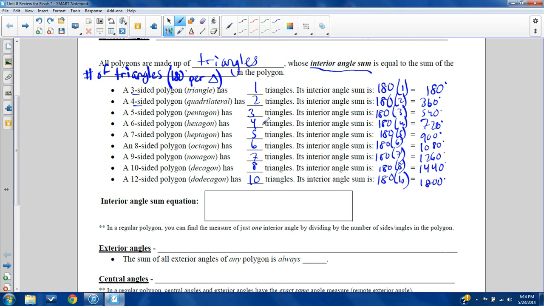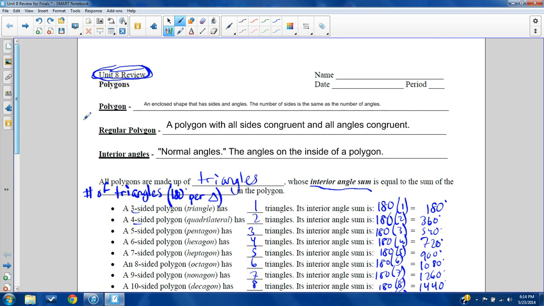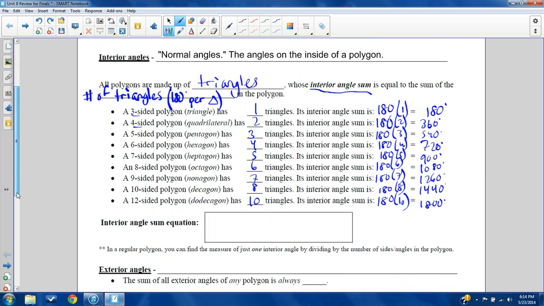If this always stays consistent, starting with a three-sided polygon, because it can't be less than three. Oh, by the way, a regular polygon needs three or more sides and angles. Should have mentioned that. Can't have a two-sided polygon.